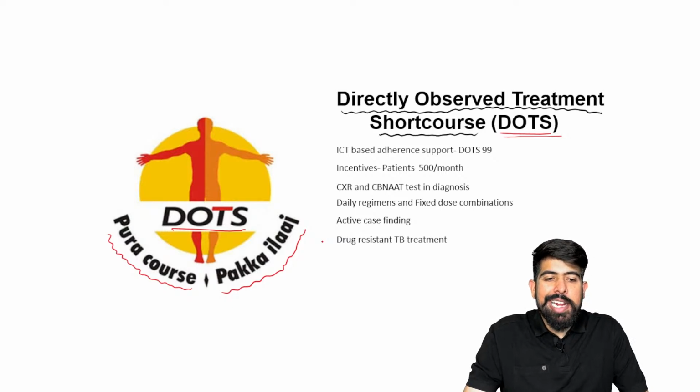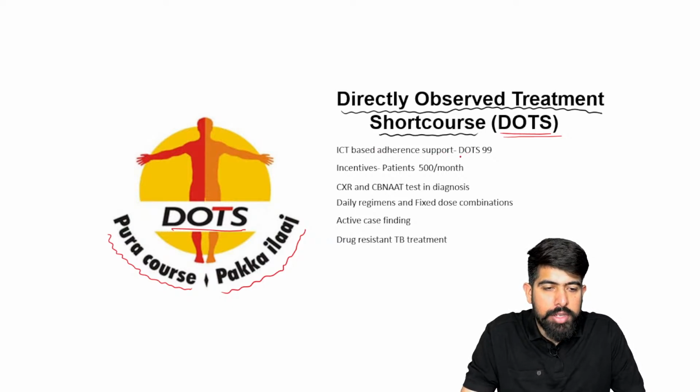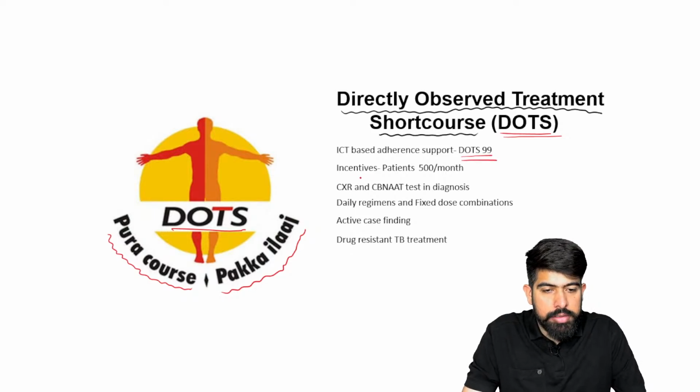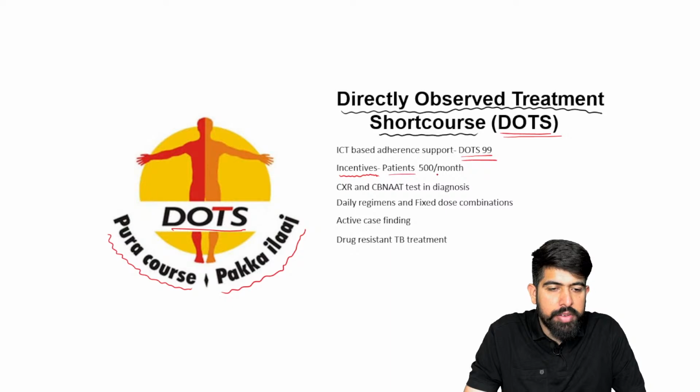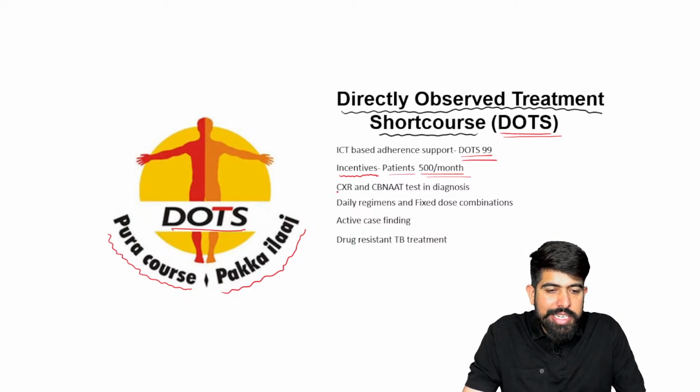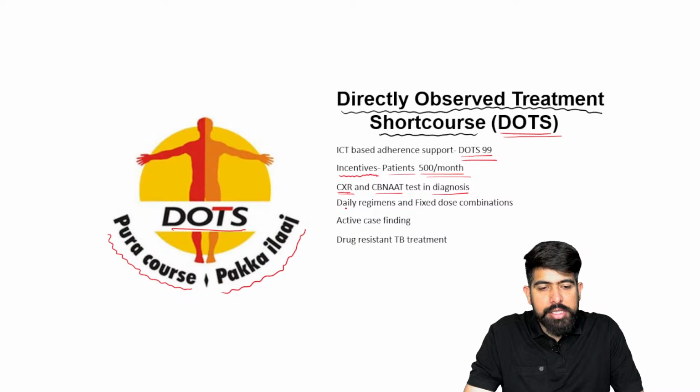This is the ICT based adherence support, Dot 99. In this, an incentive of 500 per patient should be given per month. The chest x-ray and CBNAAT test are used in the diagnosis of the patient. This is a daily regimen with fixed dose combination. The combined drug should be given in these cases.